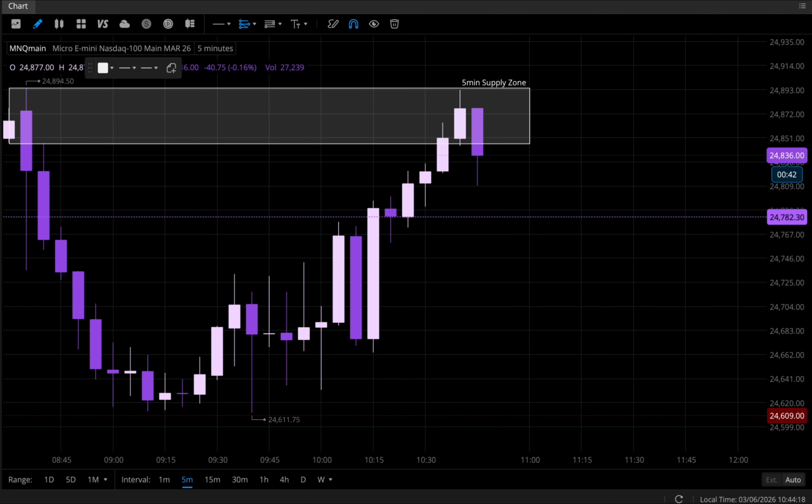Fifty more seconds. I need it to stay closed outside the zone. If it does not close outside the zone, this day will be over for me. I will not be taking a trade, and we'll just be done, honestly. I need it to close outside the zone. Thirty seconds left. We in there if it closes outside the zone.